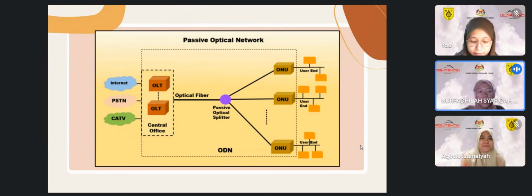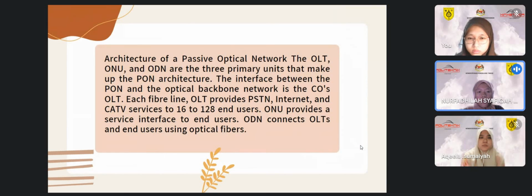From the internet, PSTN and CATV, signals go to the optical fiber. In the OLT, OLT stands for optical line terminal. From the optical fiber, they go to the passive optical splitter and then to the ONU, which stands for optical network unit, and go to the user end or customers.